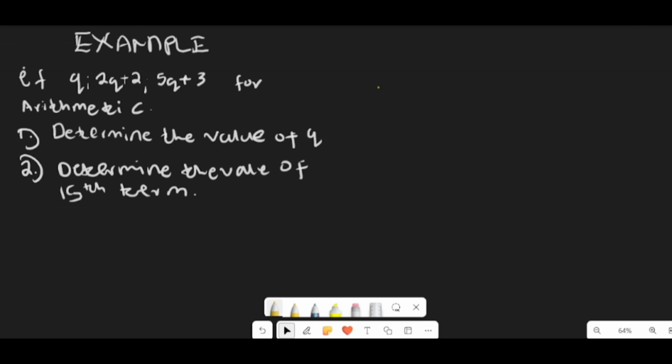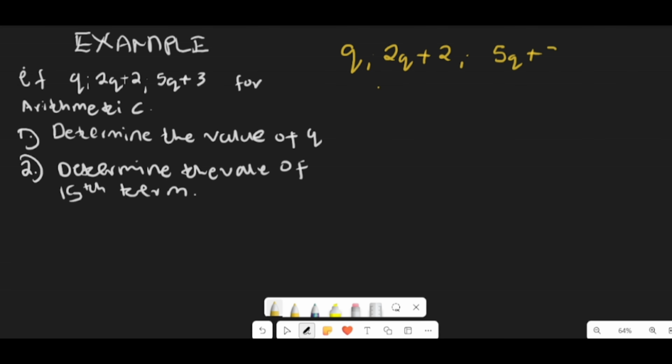It says, if q, 2q plus 2, and 5q plus 3 form an arithmetic sequence, number 1, determine the value of q, and number 2, determine the value of the 15th term. Okay, so let's have a look at this one. Let me just put it down here so that we can all see what's happening. The first term is q, the second term is 2q plus 2, and the third term is 5q plus 3.